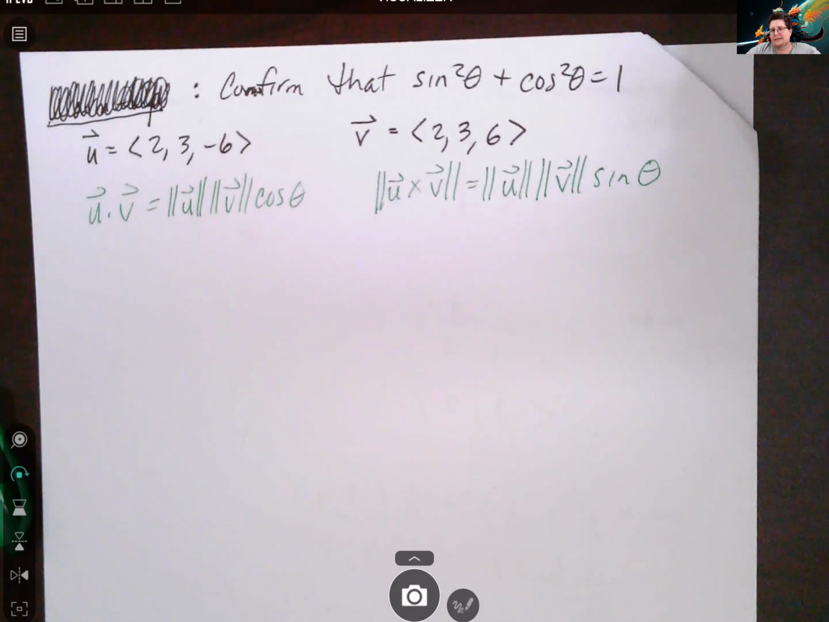All right, you guys ready for the fun one? This is the fun one. I like this. This type of problem might be on the test. This is the beauty. I am so impressed by this. It's simple. Confirm a basic trig identity you already know, doing vectors.